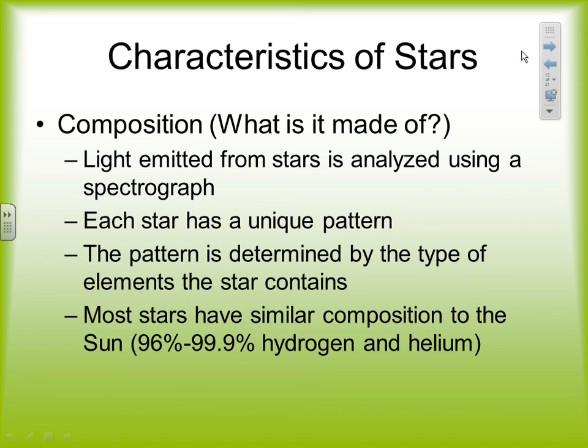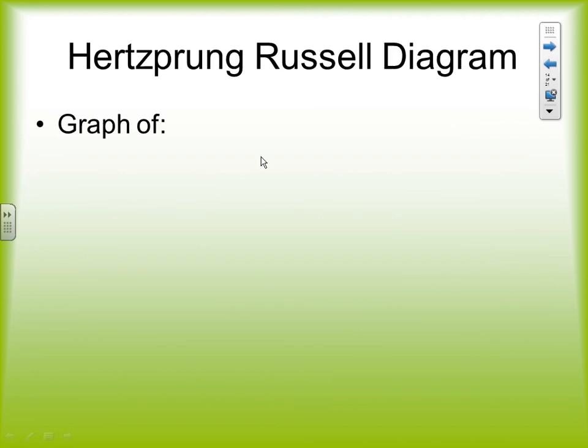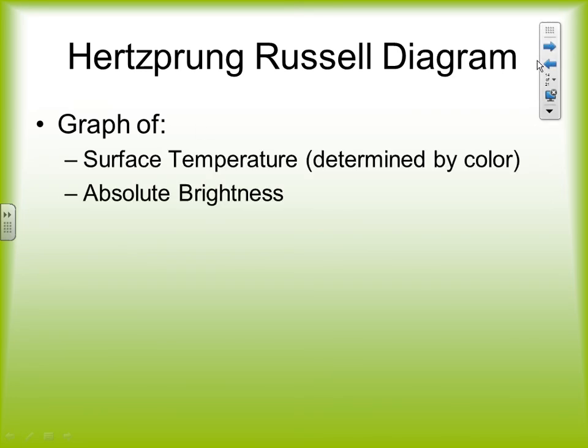So we take this information, where stars are, how hot they are, what they're made out of, et cetera, et cetera, et cetera, and we start putting it together. And we end up with something called the Hertzsprung-Russell diagram. The Hertzsprung-Russell diagram is a graph showing two things, right? So it's got two axes. Surface temperature, which is determined by the color. We said that determines the color of the star.